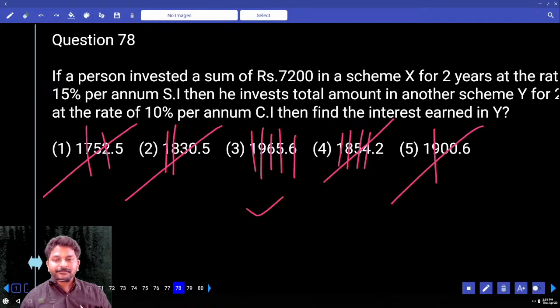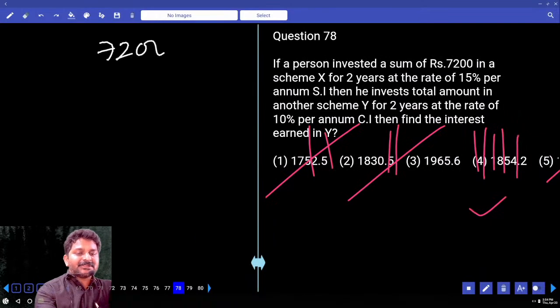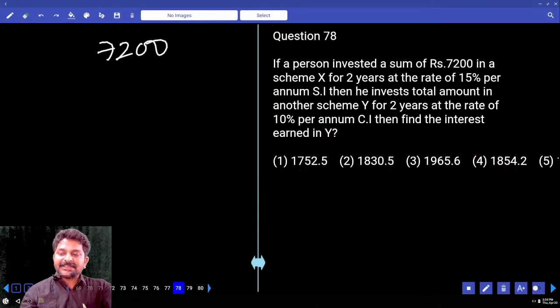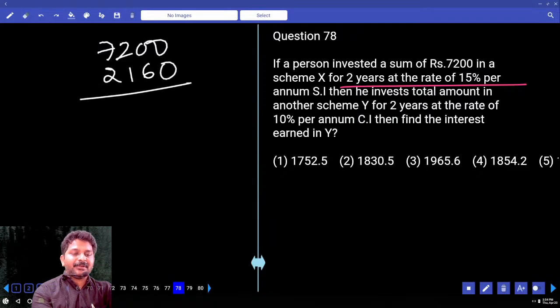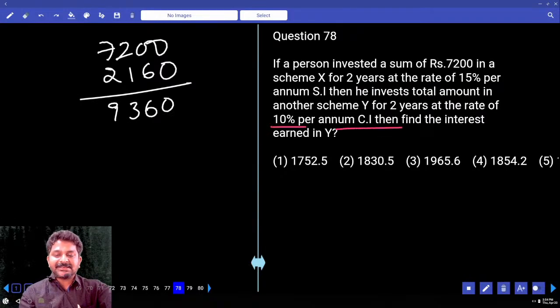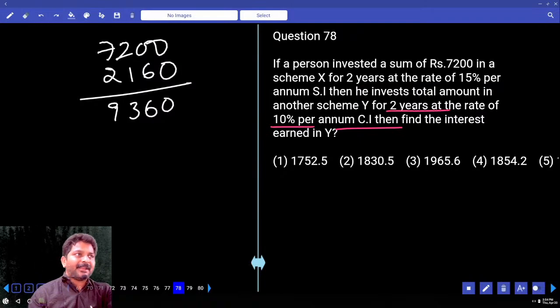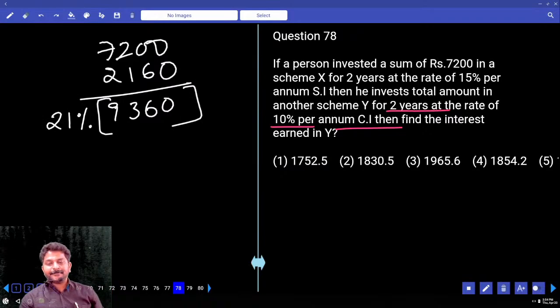Got it? Otherwise, upon 7,200 principal, for 2 years at the rate of 15% per annum, simple interest is 30%. 30% in the sense 2,160, so 9,360. This is invested in another scheme. There we are getting compound interest for 2 years at the rate of 10% per annum. What is compound interest for 2 years at 10% per annum? 21%. Now you need to calculate 21% on this number.